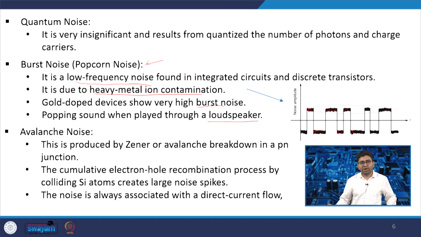And the final one is avalanche noise. In any device where avalanche breakdown occurs, mostly in a PN junction or in a Zener diode, we will see avalanche noise, and the cumulative electron hole recombination process by colliding with the silicon atoms creates large noise spikes, and the noise is always associated with the direct current flow. So, this is related to when we are using a diode in reverse bias, and mostly it is considered for Zener diodes. So, this is also one kind of noise source.